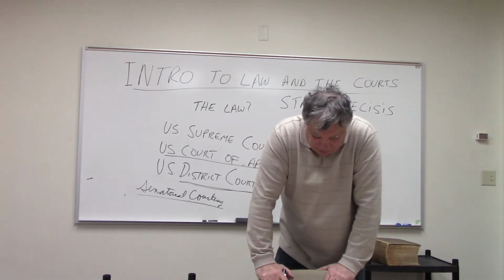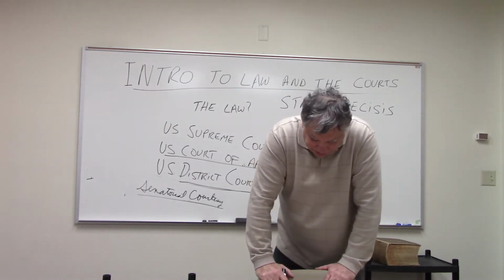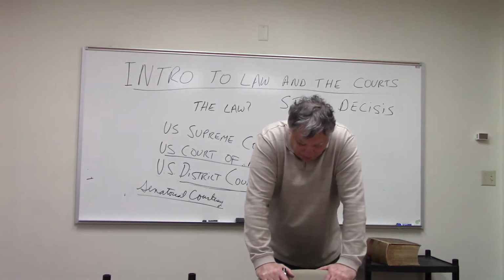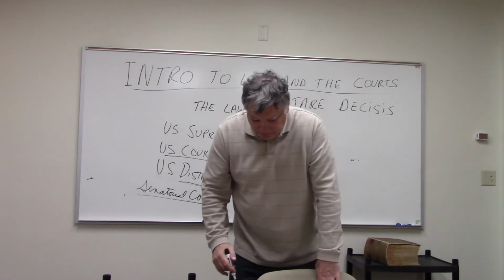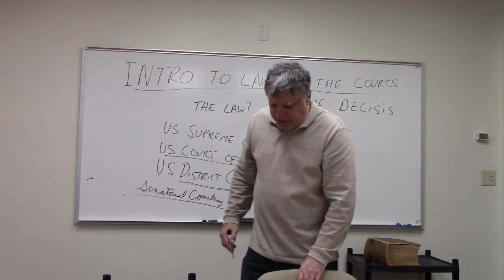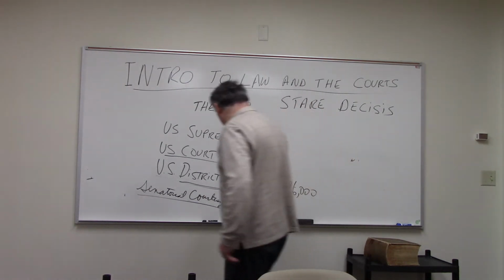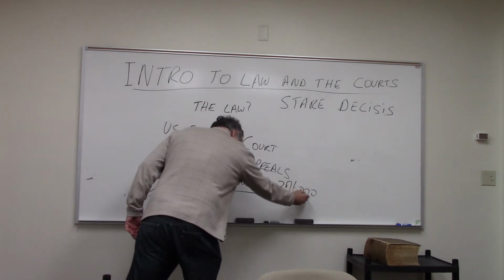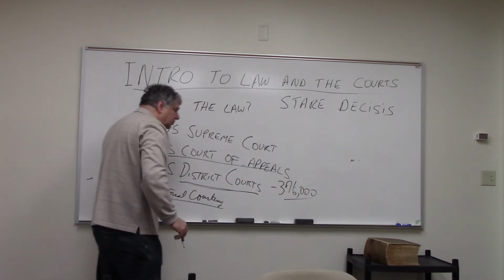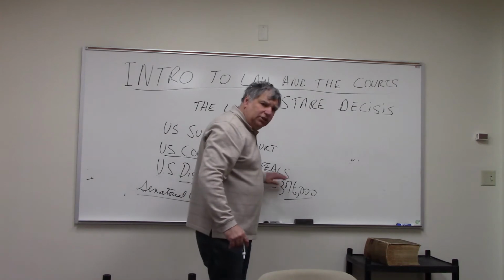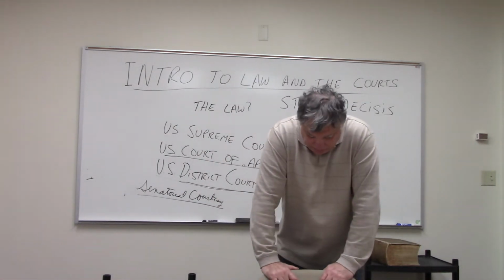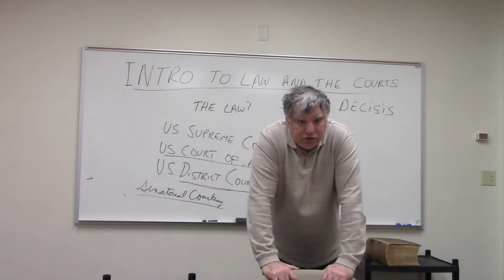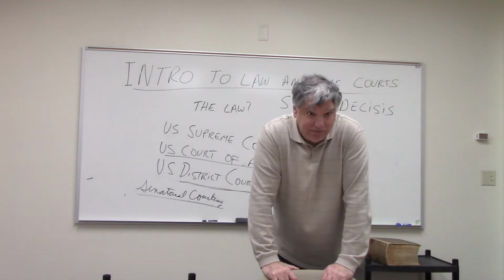The United States Court of Appeals, as we said, has only appellate jurisdiction. It can never be a court of original jurisdiction. So as we said, in 2010, 376,000 cases were brought to the district court. Now the question is, how many get to the Court of Appeals, and how do you get to the Court of Appeals? Well, to get to the Court of Appeals, you must file an appeal.